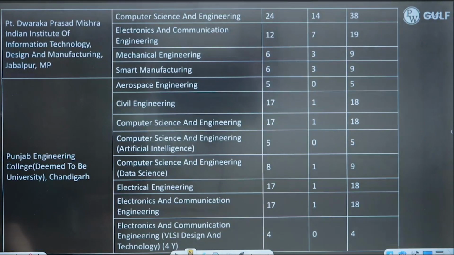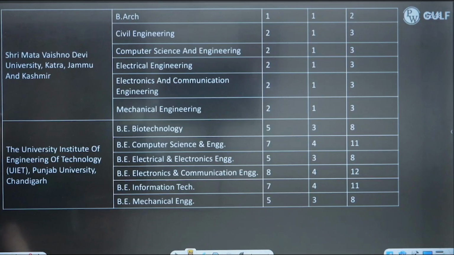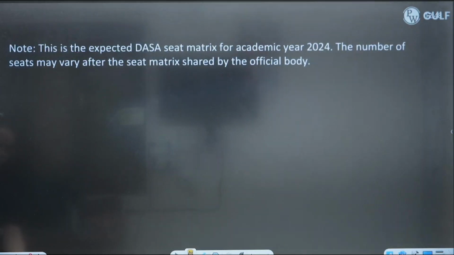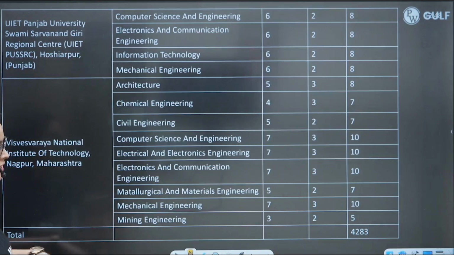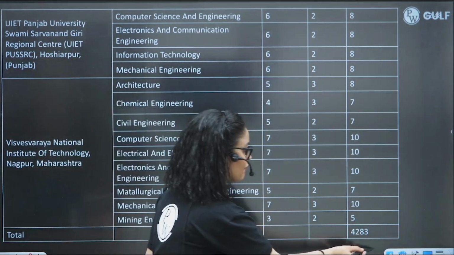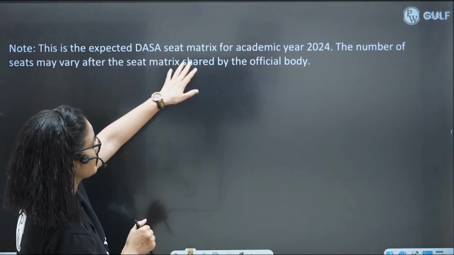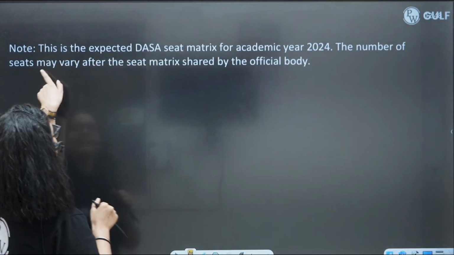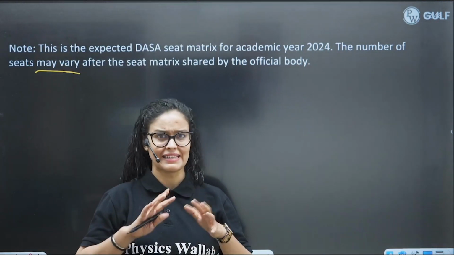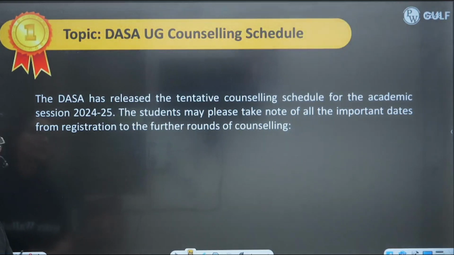So then you can see other colleges. Some of them are triple IT, some of them are central colleges. So you can see we have total 4283 seats, as I have told you initially, 4283 seats. But again, I'm telling you that this is the expected DASA seat matrix for academic year 2024. Number of the seats may vary after the seat matrix is shared by the official body, but this is the tentative number of the seats, right? So you have ample amount of the seats under the DASA scheme.